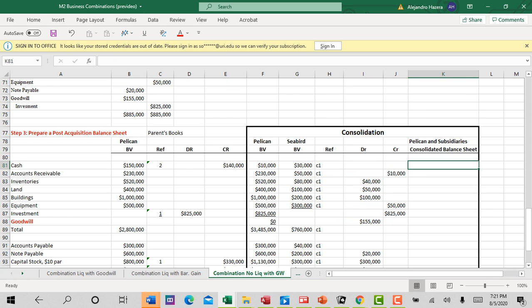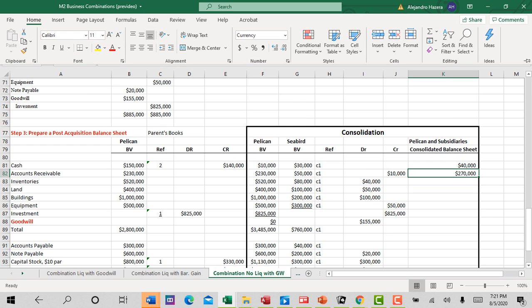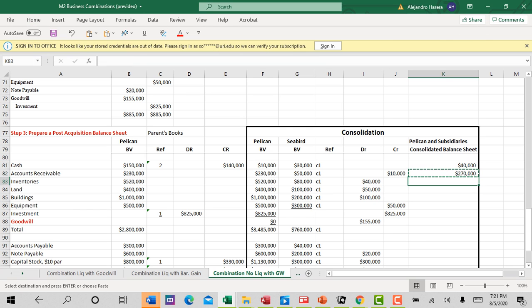Okay, so I'm going to go ahead, and I'm rushing through here because I've limited disk space here. We're going to add these 2 together. So the combined entities have cash of 40. This is going to be book value plus debit minus credit. So the new amount for accounts receivable is 270. Okay, then we go down here.